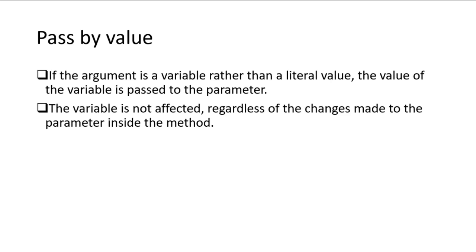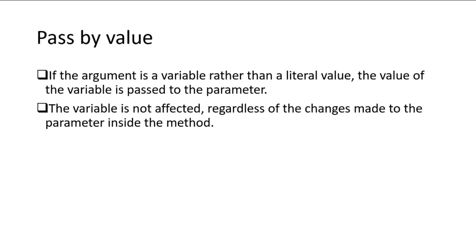If the argument is a variable rather than a literal value, that is a constant number, some kind of letter, or a message kind of a string, the value of the variable is passed to the parameter. So the parameter inside the function will receive that value, and that parameter can be used inside the body of the function however you want.